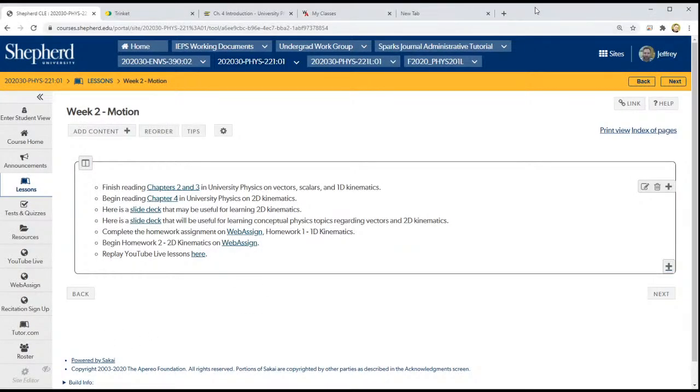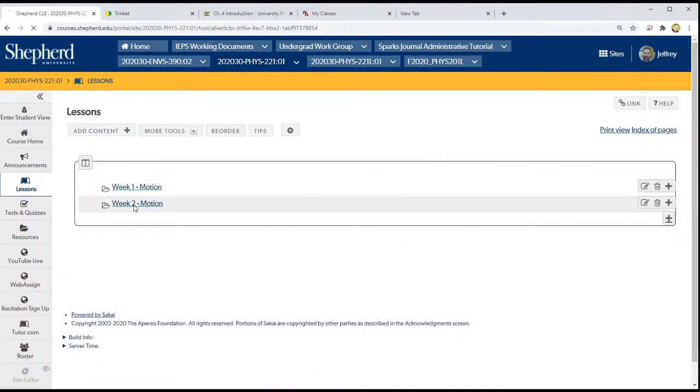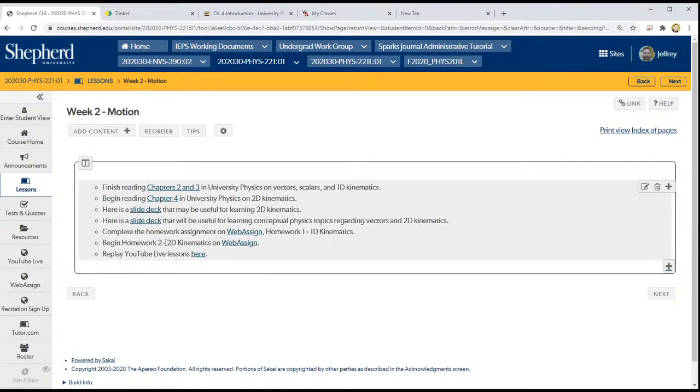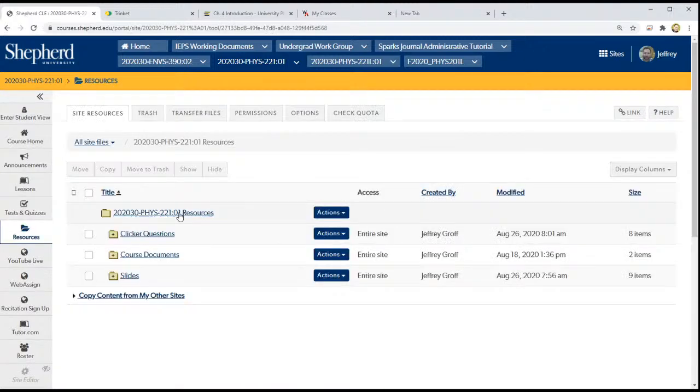But before we start, let's take a look at Sakai quickly. I just want to show you that I posted a week 2 motion lesson summary with links to areas of the textbook that you should be focusing on, and links to slide decks, which are all posted here in resources under slides and clicker questions.